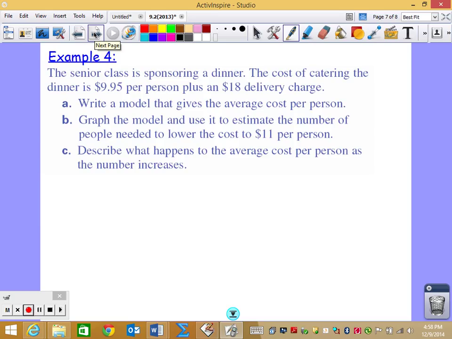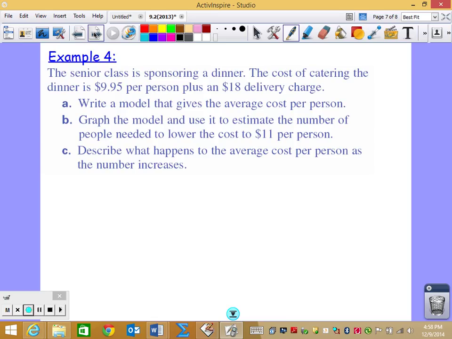All right, last thing, you got a word problem. You're going to have one question like this, if I remember correctly, on your test. So you have to know how to do these. There's 2 of them in your homework tonight where you practice this process of setting up an equation and then solving it. So it says the senior class is sponsoring a dinner.